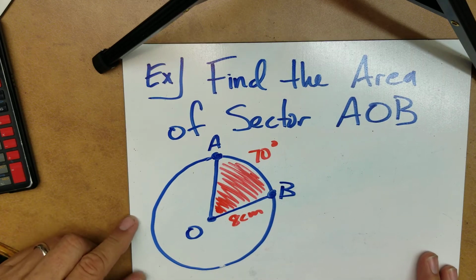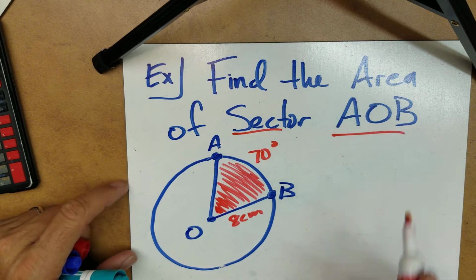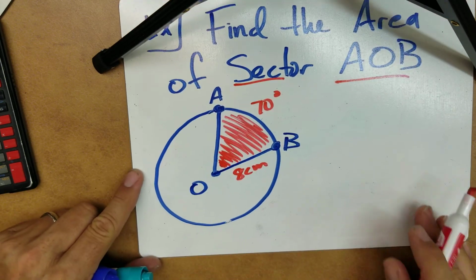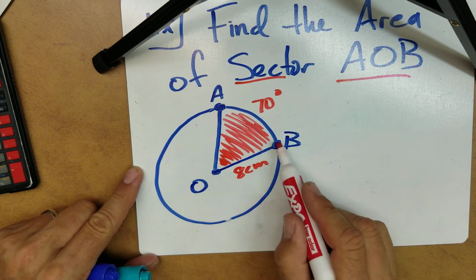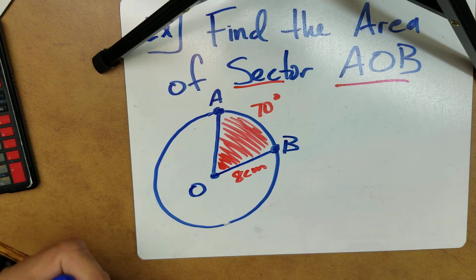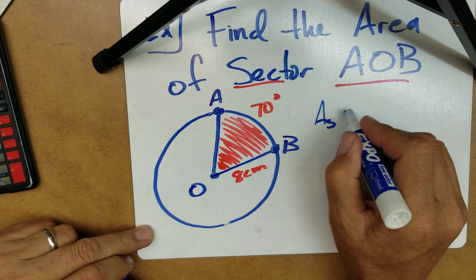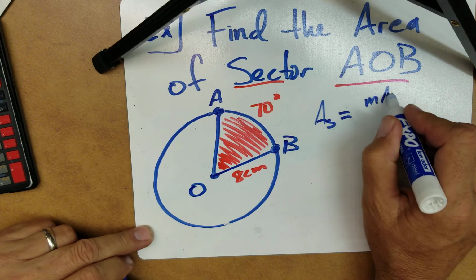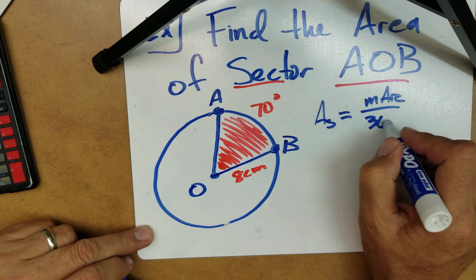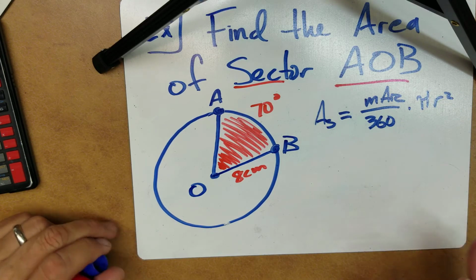Okay, so here's my example. Find the area of sector AOB. They are going to name it with 3 letters, and that's because you're doing AOB right here, kind of this angle. And so we have the formula. That's pretty simple, right? I'll just denote that A sub S equals the measure of the arc over 360 times pi r squared, like so. Okay, so far so good.